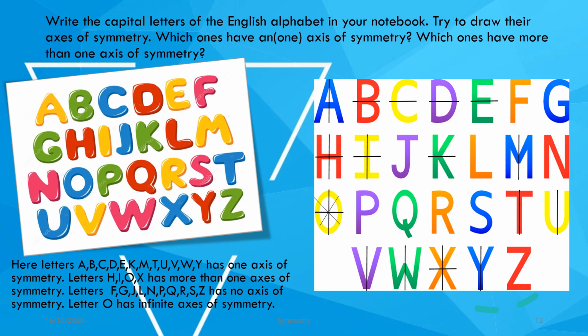Y has one axis of symmetry. Z has no axis of symmetry. Try doing it in your book and write below which alphabets have one, which alphabets have more than one, and which have no axis of symmetry.